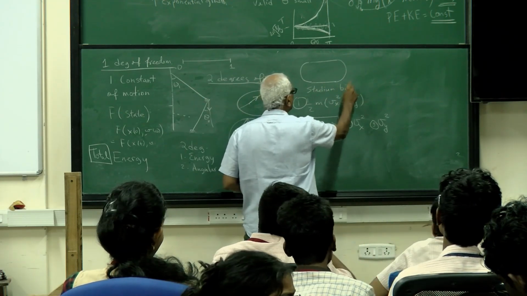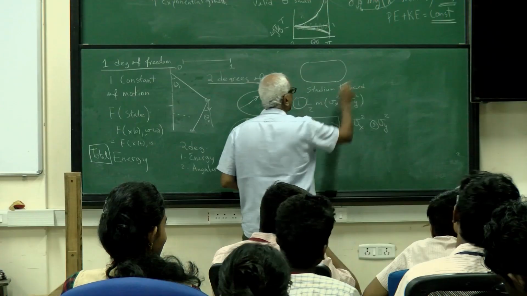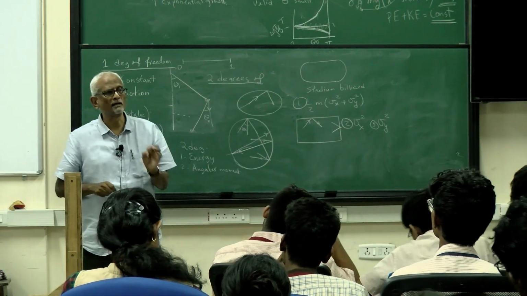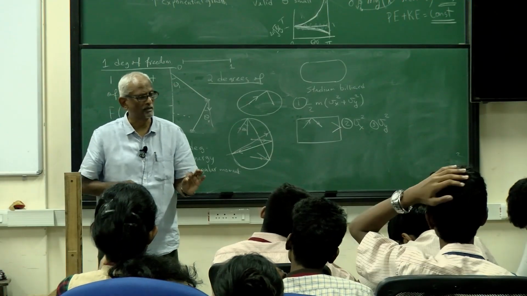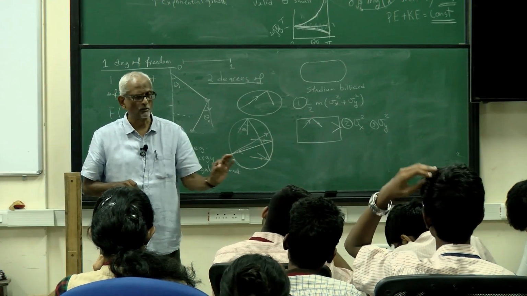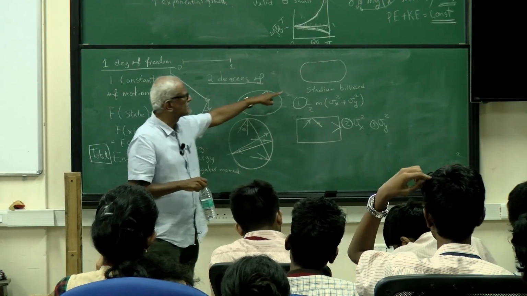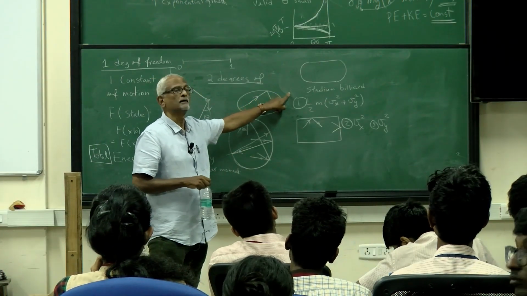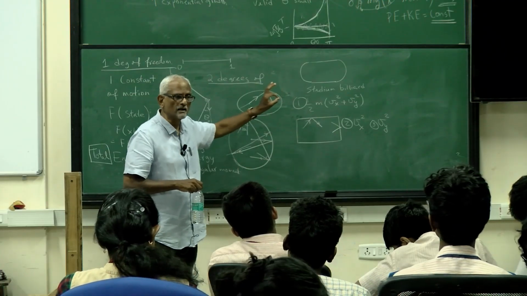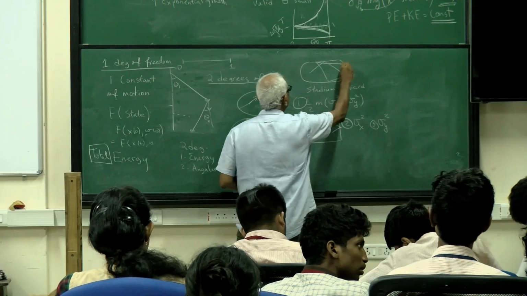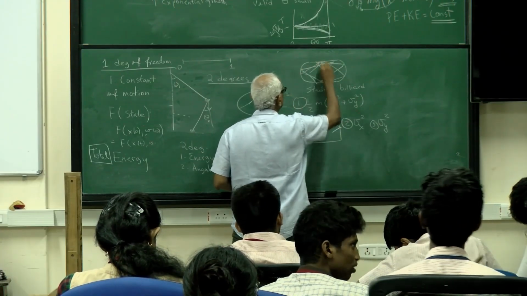It's called a stadium billiard. This has only total energy as conserved. It does not conserve angular momentum, it does not conserve any other thing. Okay? This is an example of a fully chaotic system. It is just free particles, just moving in here. If you do this, you will get something which looks like that.